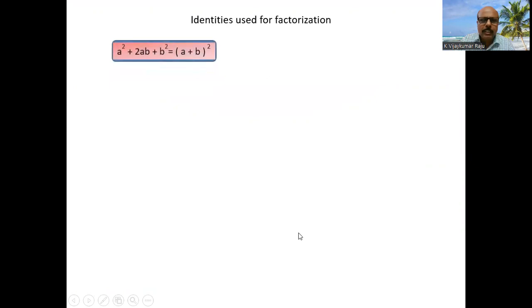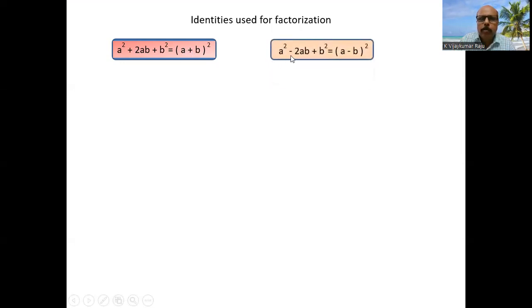Before we do that, let's understand what are the identities which will be used for factorization. The first identity is a square plus 2ab plus b square is (a plus b) whole square. If you see here, everything is positive, so you will get a plus b. Now see the minus one. A square minus 2ab plus b square, the answer is (a minus b) whole square. So the middle term decides whether it will be negative or positive, because the first and the last term is always positive in both the cases.